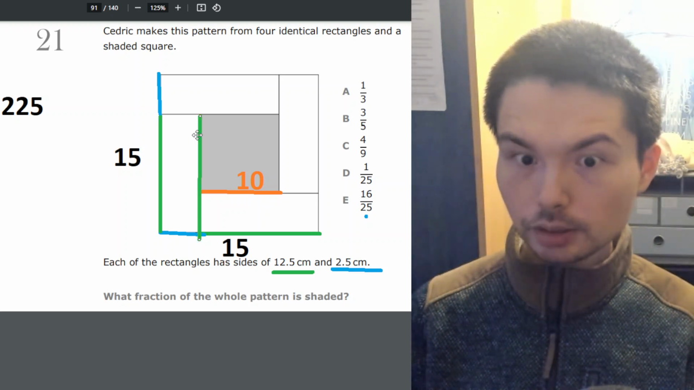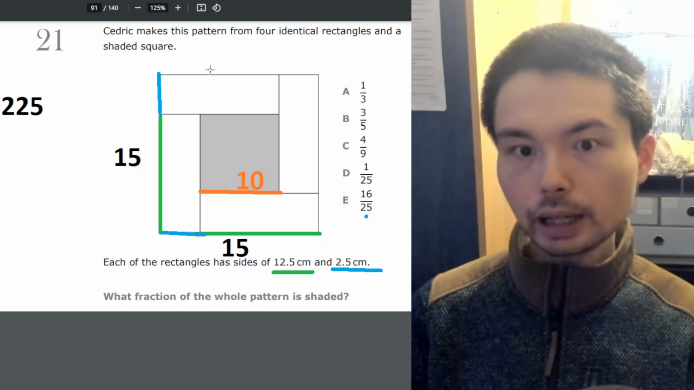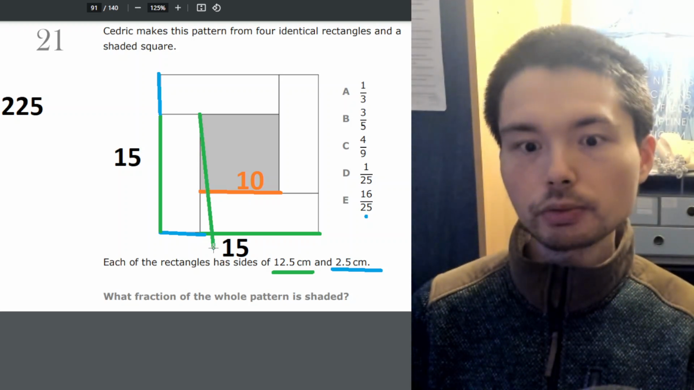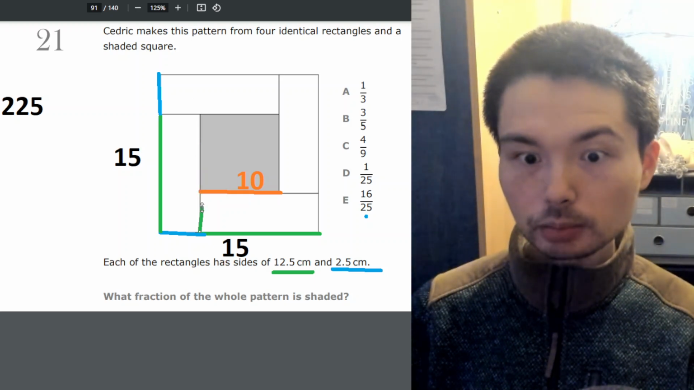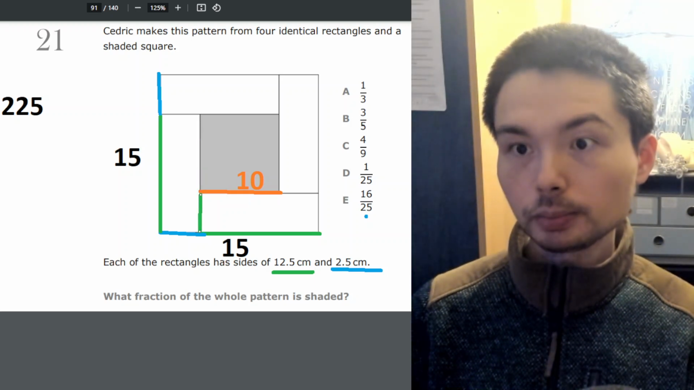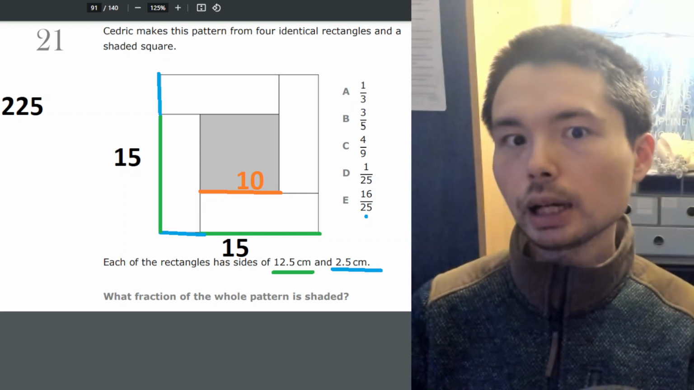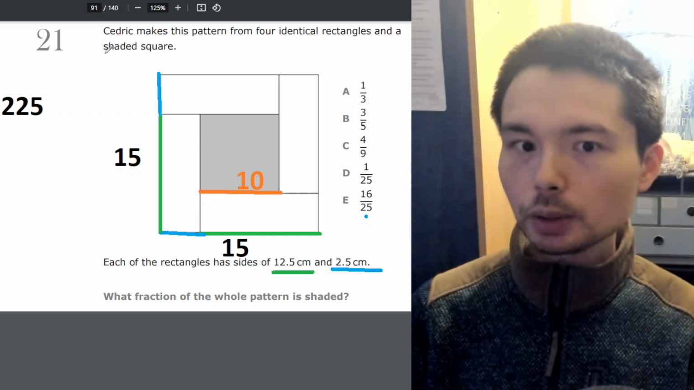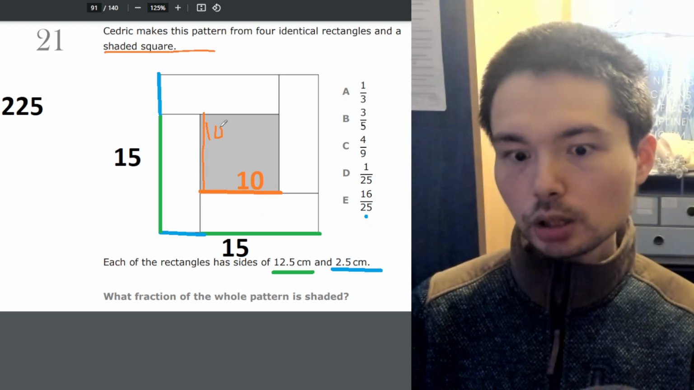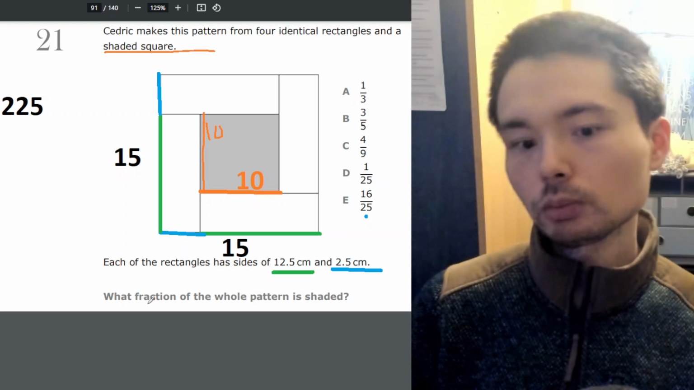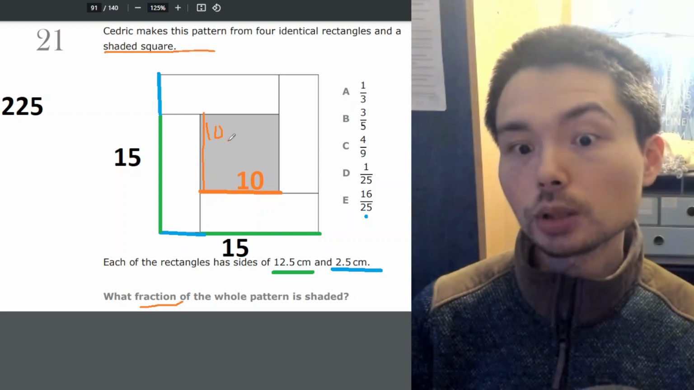Oops, that is 15. Nope, that is 12.5. Okay, now that is 2.5. Just going to take it away. And you know what? They're actually being nice because they're telling you it's a square. So that's how we save time. That is also 10. Now they're asking you for the fraction, which means the space inside. 10 times 10 equals 100.